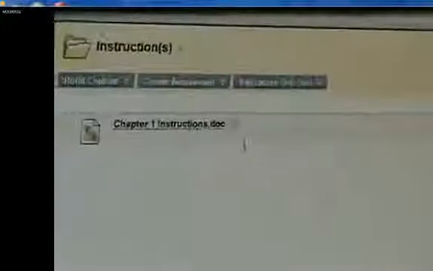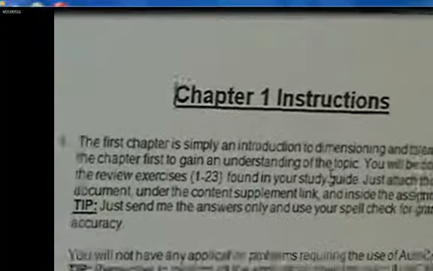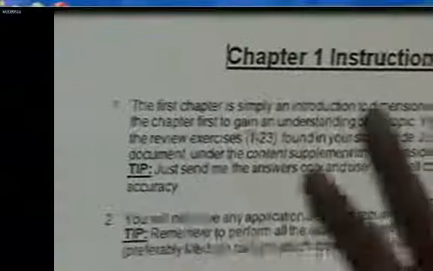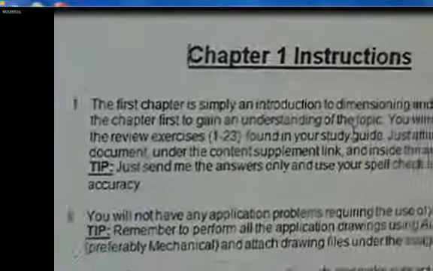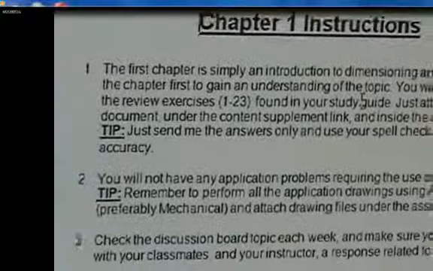Okay? Now let's go back to Content Supplement. Let's go to Chapter 1 really quick. Okay, Chapter 1. We're going to click on that. Click on your instructions, of course, first thing. And there's a Word document. We're going to open it up. Okay, the first chapter is simply introduction. I kind of give you a synopsis or a summary of what the first chapter is. And you'll be completing all the review exercises, 1 through 23, found in your study guide. Let's look at your study guide real quick.